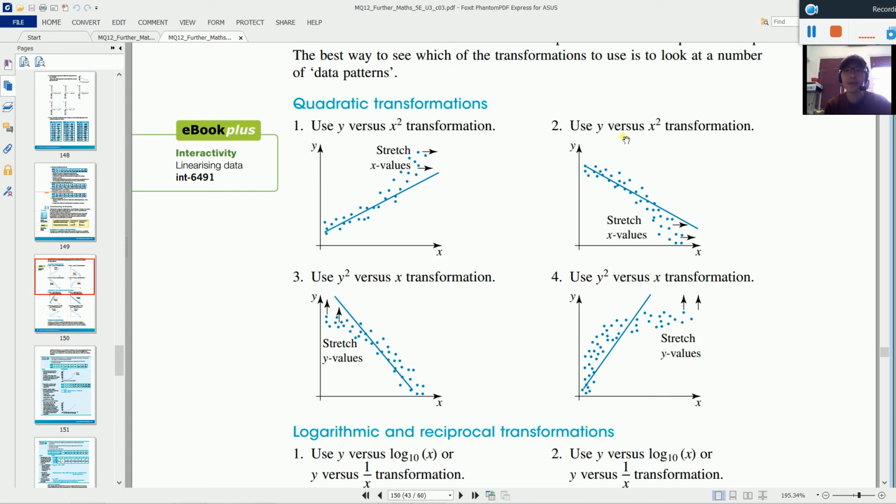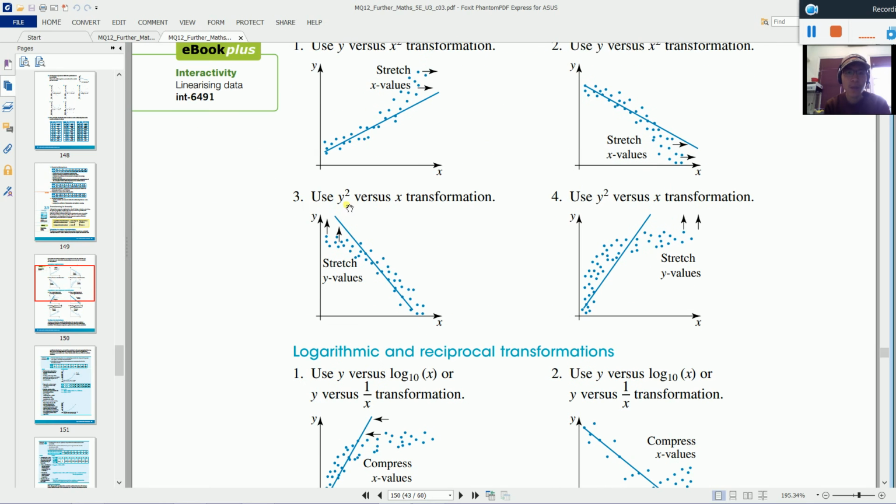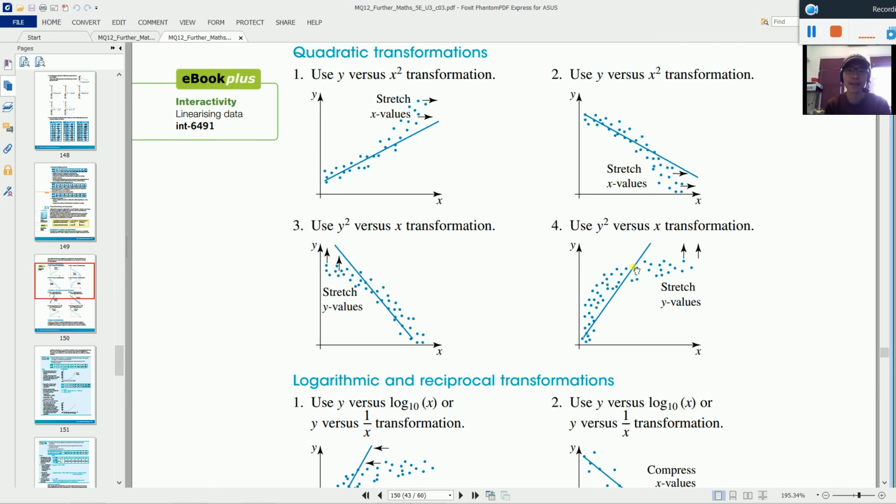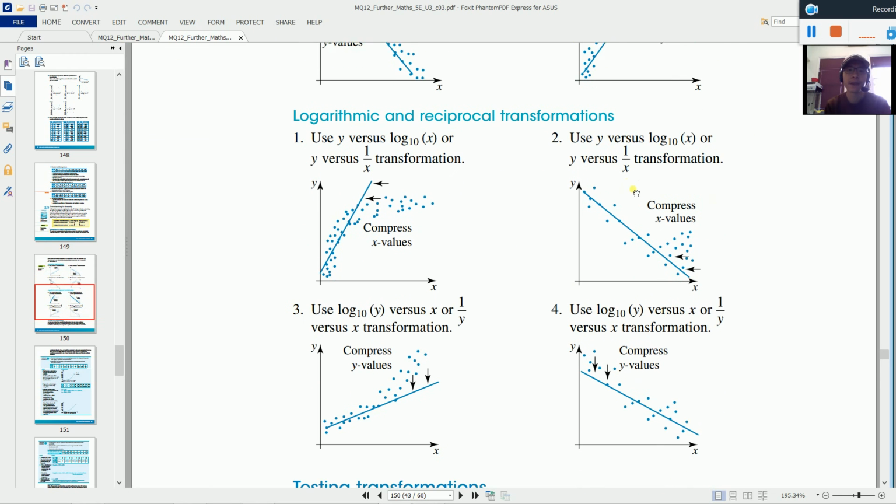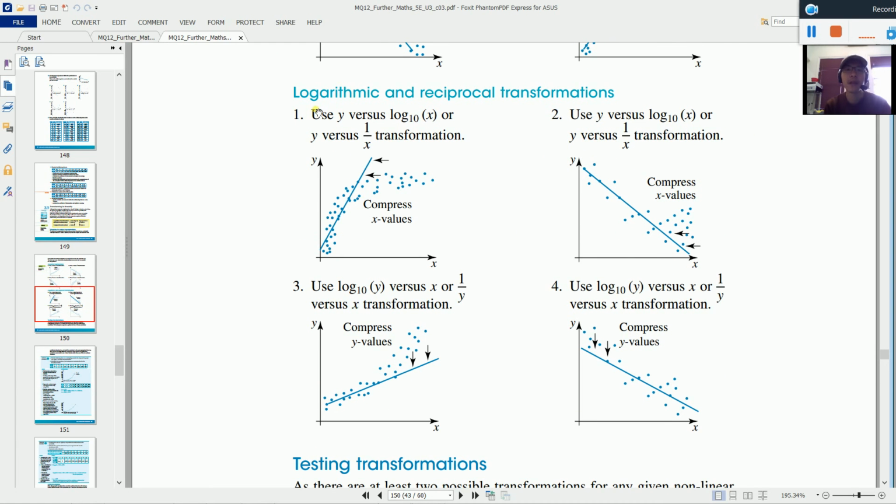This is number 1 and number 2 is the x squared transformation. Number 3 and number 4, you can have the y squared, meaning to stretch the y values. That is the y squared transformation. So that is one type, quadratics. The second one is basically called log and reciprocal. Logarithmic. I can't pronounce logarithmic.